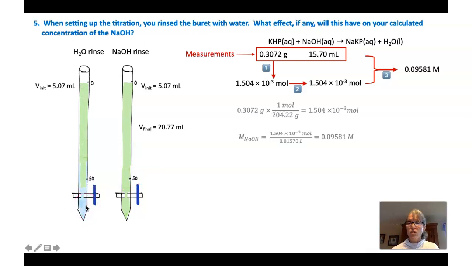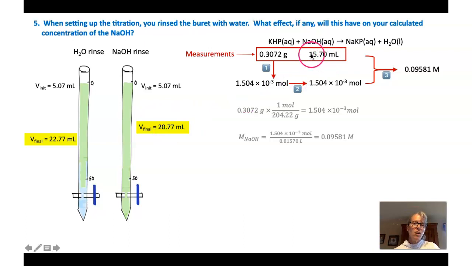Okay, so we'll start out with 5.07 milliliters. But when we drain it, when we drop this sodium hydroxide down into the flask containing KHP, these initial drops won't contain any sodium hydroxide, so they won't do anything. So we're going to have to drop this down a little bit further. Let's say we drop it to 22.7, when it should have been 20.77.